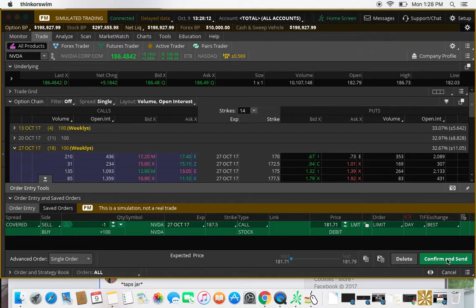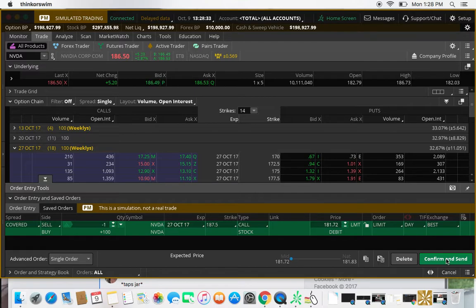So this would cost 181.71 times 100. So it would be 18,000. Yes, excuse me, 18,000. So just move the decimal two spots. Right. So you've got $18,172.